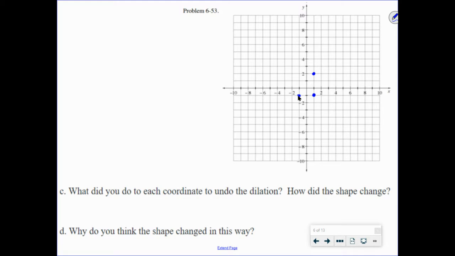Did I do that right? (-1, -1), (-1, +1). Oh, I messed up, didn't I? (-1, +1), which would be there. And then (1, 2) and (2, -1). So it would end up like this. Is that the shape you got? I hope so. Okay, that's the shape you should have gotten, all right?